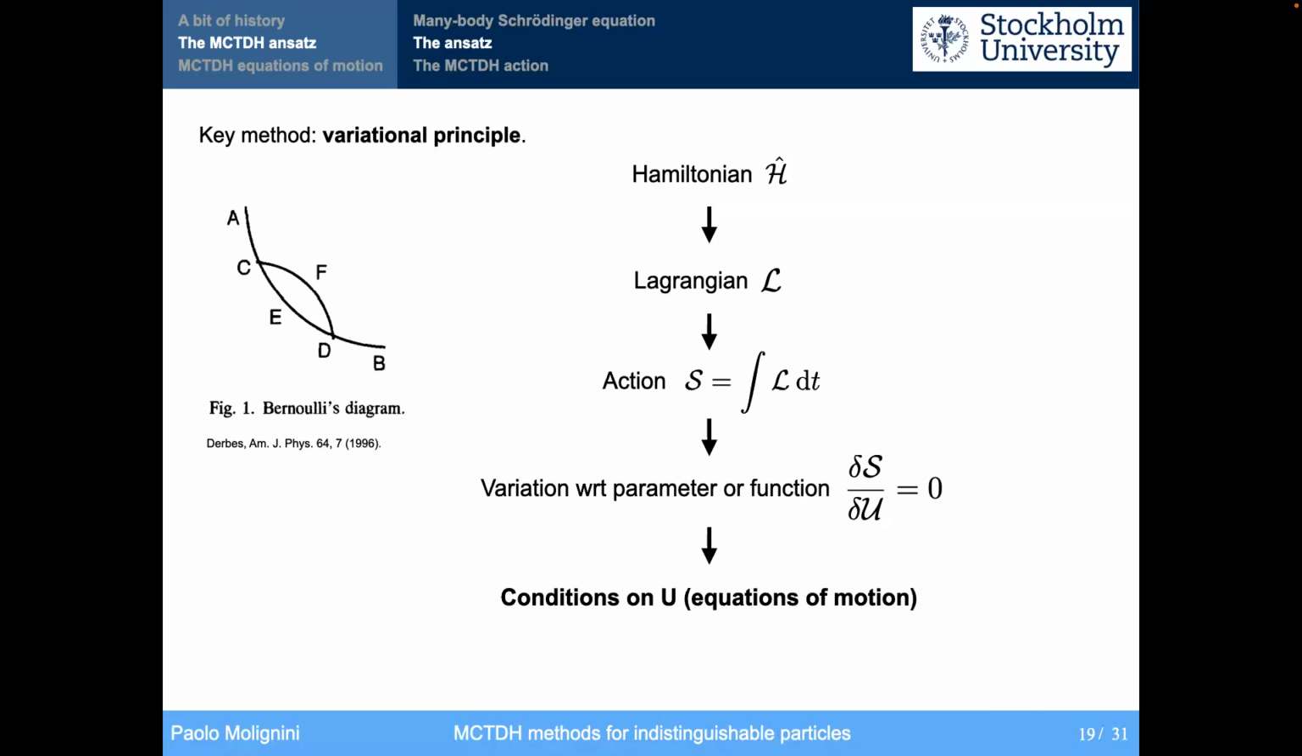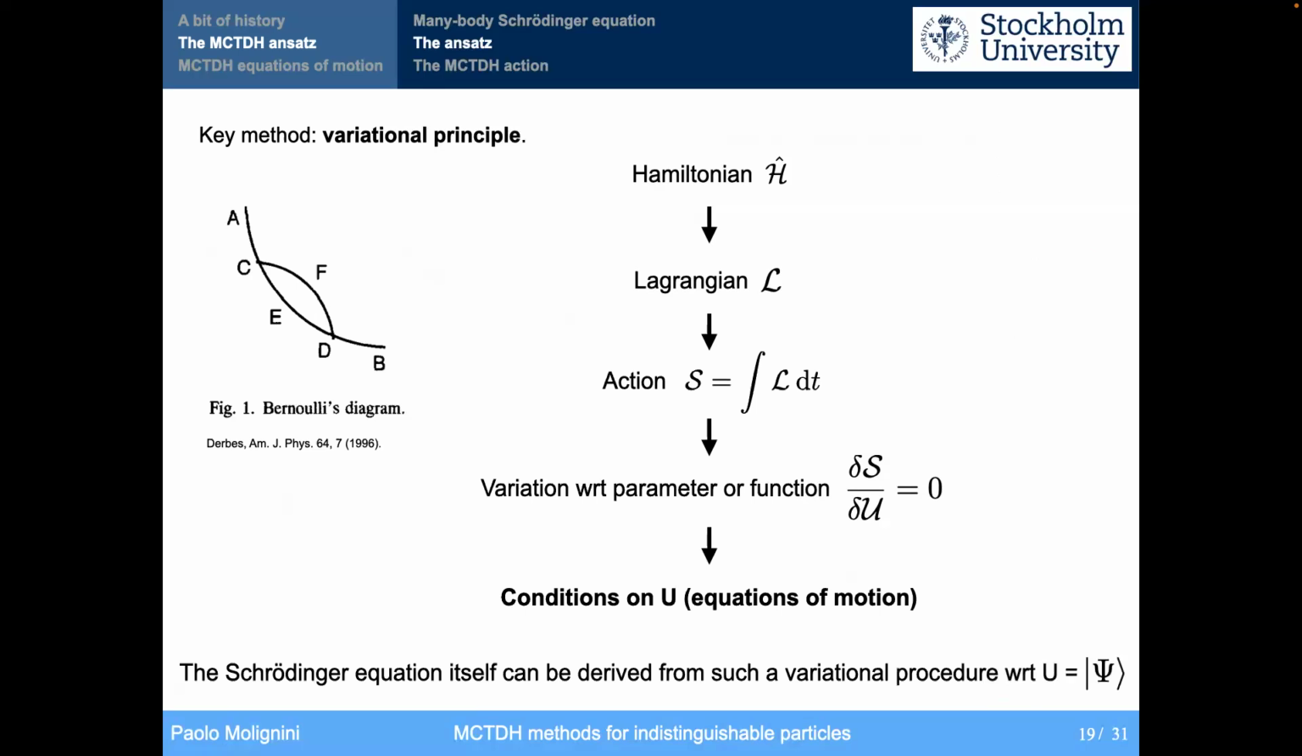And by doing that, you will get conditions on U, or these functions that you use to write your ansatz. And those will be the equations of motion that you then solve numerically to obtain the solution of the state. And interestingly, the Schrödinger equation itself can be derived from such a variational procedure if you use the exact ansatz. So if you use U equal to the many-body state itself.